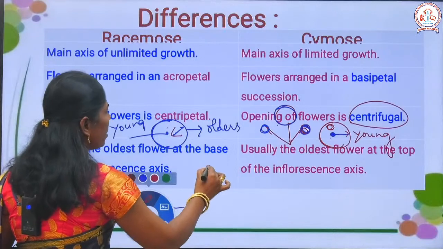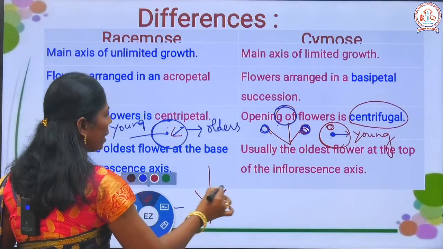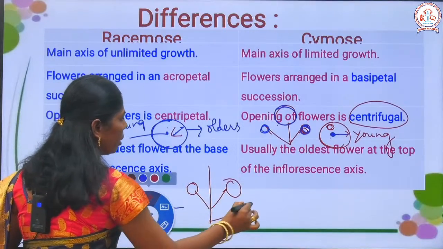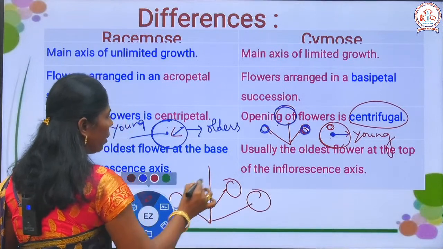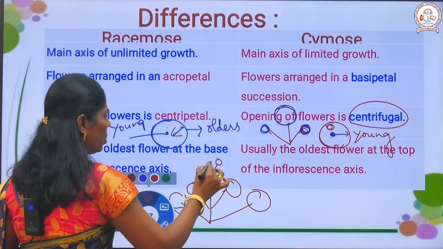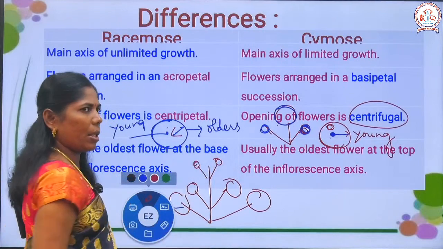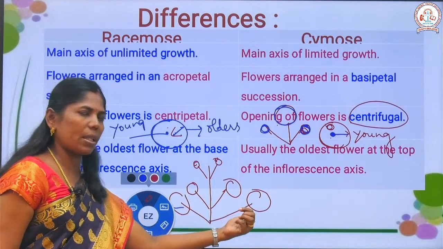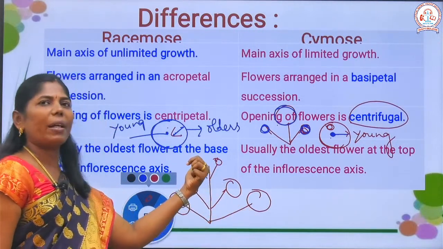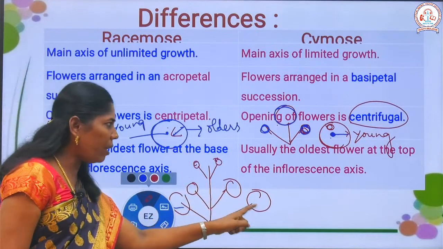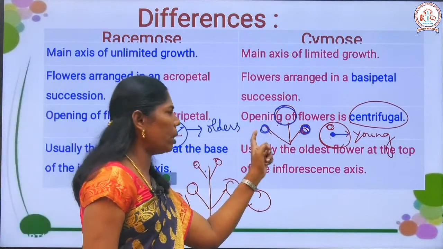Actually in the racemose manner the flowers are arranged like that. These are your older flowers, and the younger flowers are in the apex region. So how is it opening? The older flowers open first, followed by the younger flowers. This is periphery to the center, and that is center to the periphery.